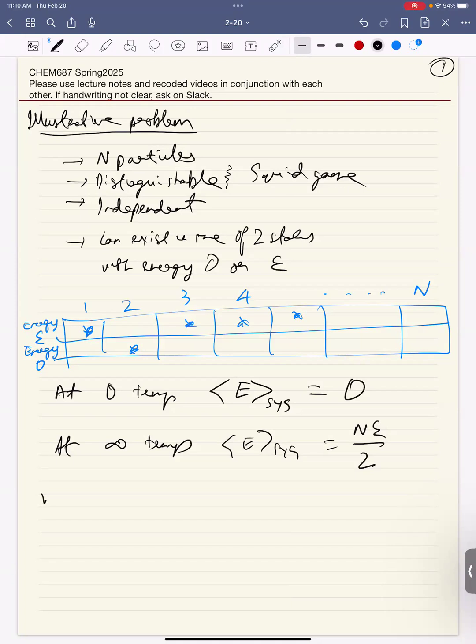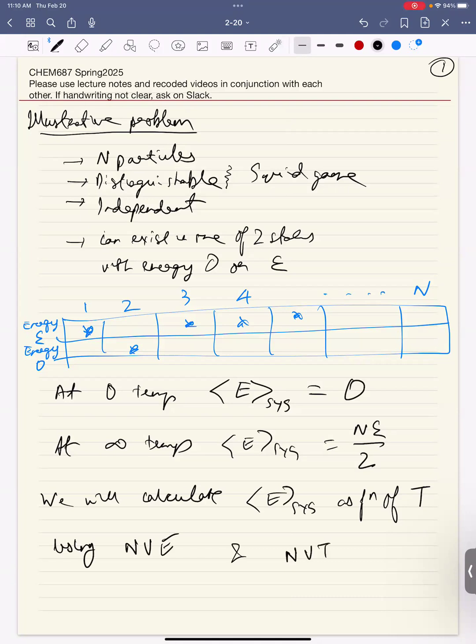So we will calculate the average energy of the system as a function of temperature, and we will do it through both ensembles. We will first do it using the NVE ensemble, and then we will do it using the NVT ensemble. Volume does not really play a role here, so we are going to ignore it. So in a sense, we are working with the NE ensemble and the NT ensemble, right? We are not talking about volume, even though it is NVE and NVT, and N is constant in both cases. So let's work with this.